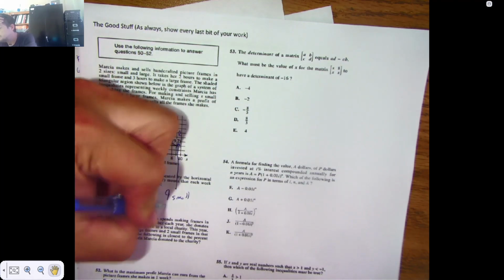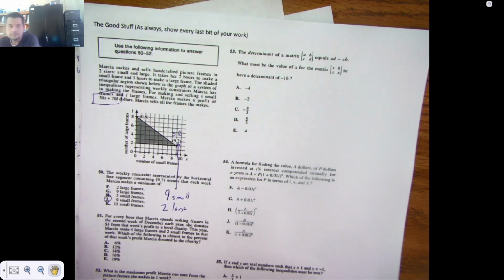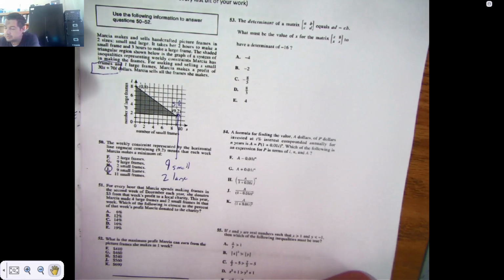Let's see, the weekly constraint represented by the horizontal line segment containing 9, 2 means that each week Marisha makes, this was S, this was L, she makes 9 small frames. And that is a minimum. That's the bottom of the graph. She only makes 2 large. That point right there is 9 small. About lost my voice. 2 large. So 9 small.